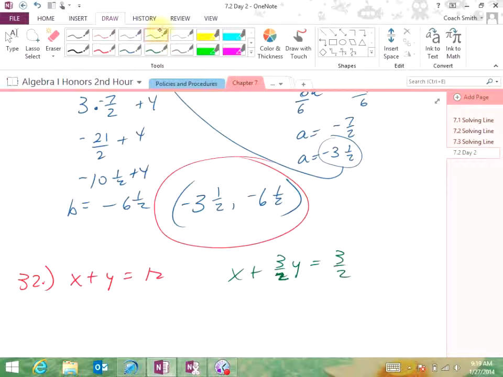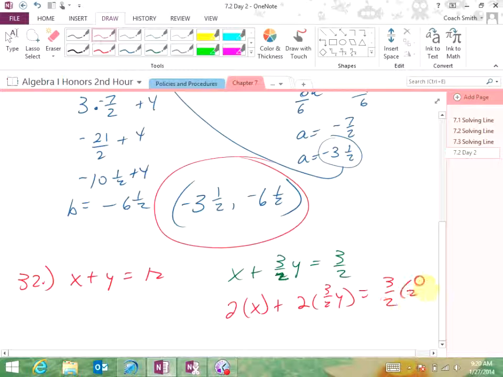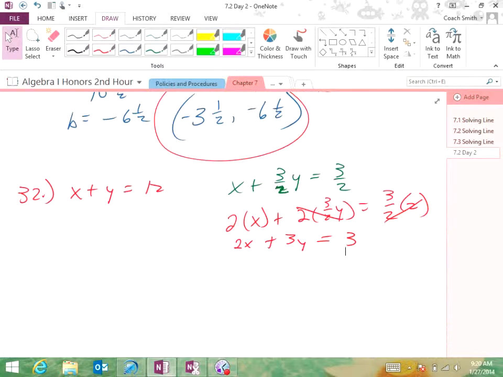Now, the first thing I'm going to do here is I'm going to take and multiply everything here by 2. I'm multiplying everything by 2 to get rid of the fractions. Okay? That gives me 2x plus those 2 cancel out, giving me 3y equal those 2 cancel out, giving me 3. Okay, I just did that to get rid of the fractions.